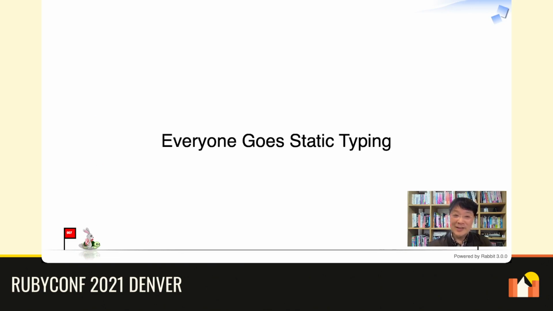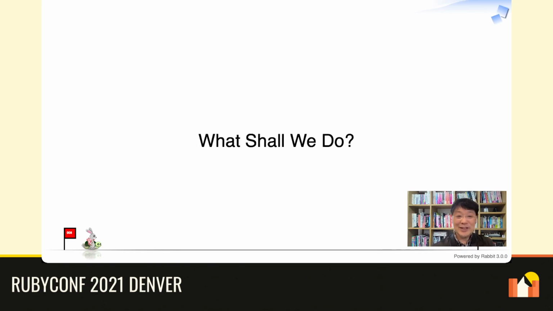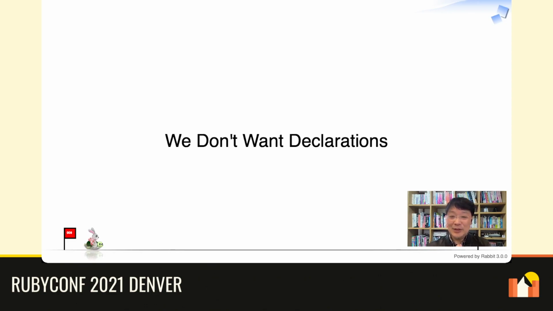So now we kind of feel like everyone goes static typing. So as Ruby, what shall we do? To tell the truth, I don't want type declarations. I don't like that because it's kind of against the DRY principle. So now we have Ruby programs without any type declarations.